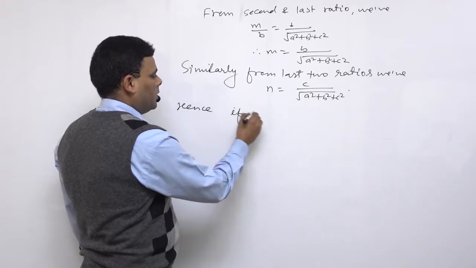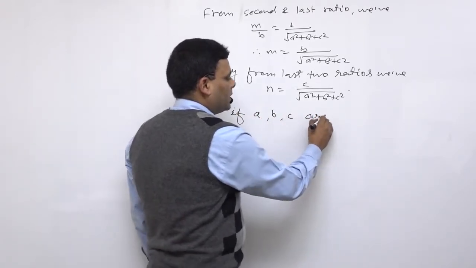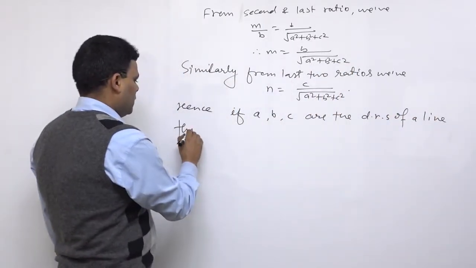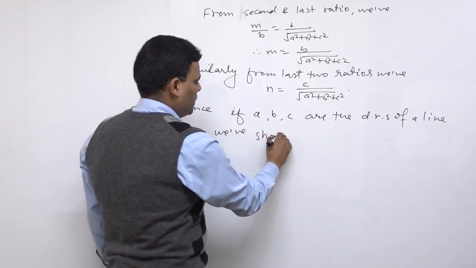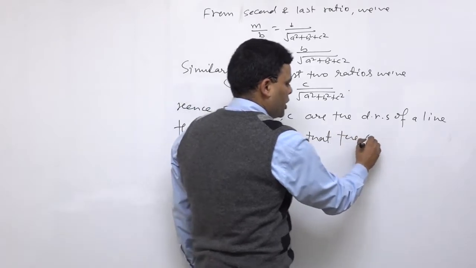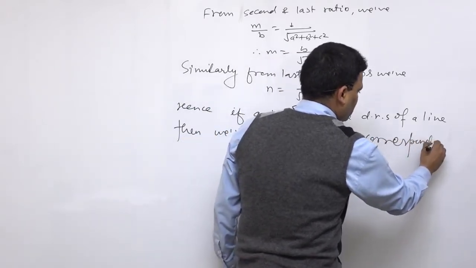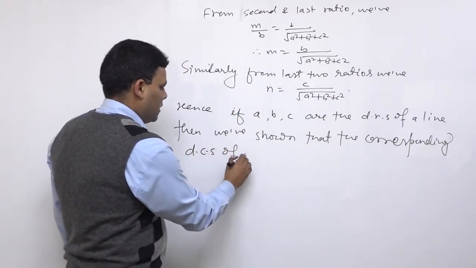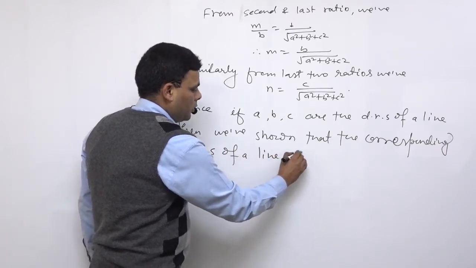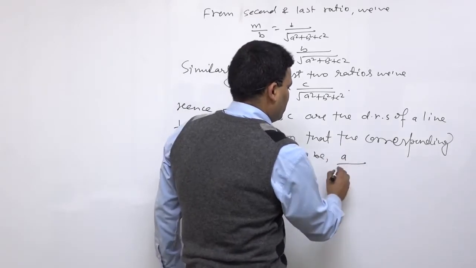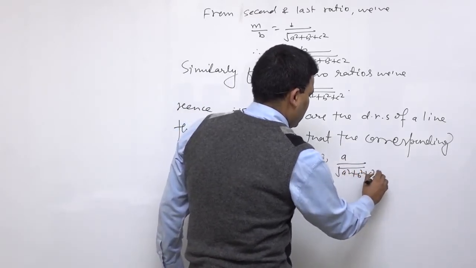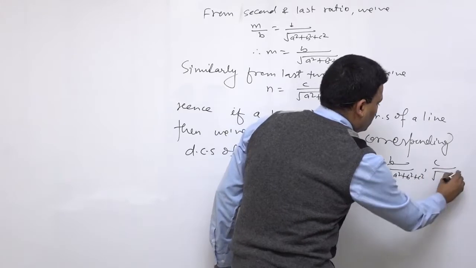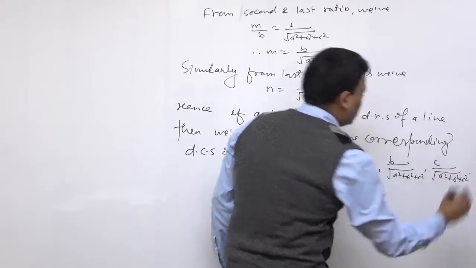If a, b, c are the direction ratios, DRs of a line, then we have shown that the corresponding direction cosines of a line will be a upon root over a square plus b square plus c square, b upon root over a square plus b square plus c square, c upon root over a square plus b square plus c square. This completes the proof.